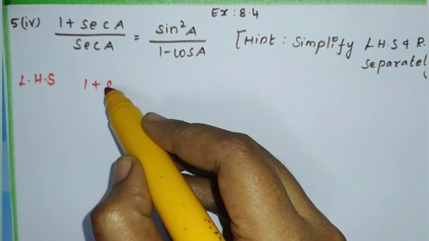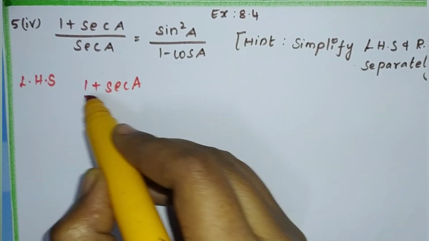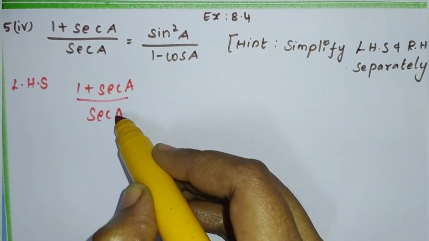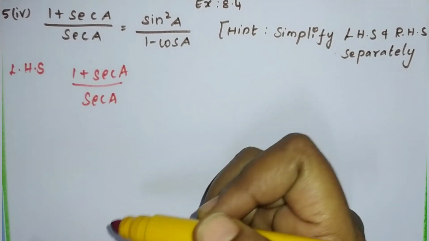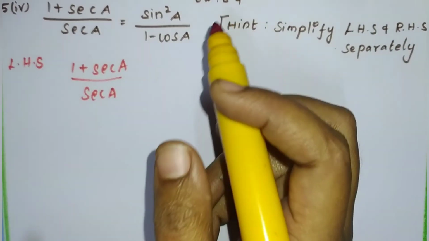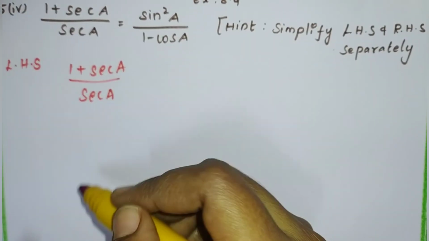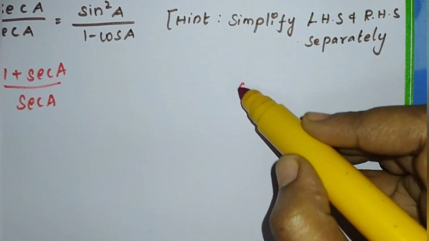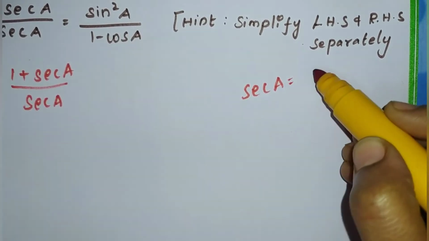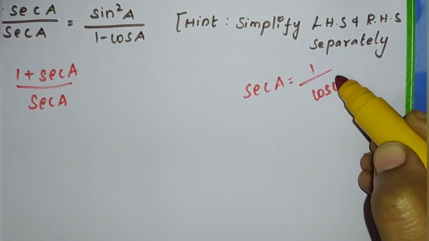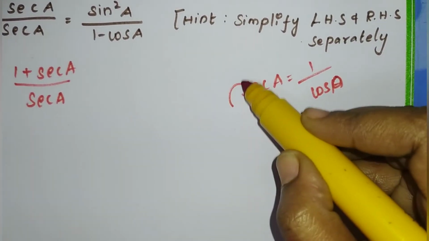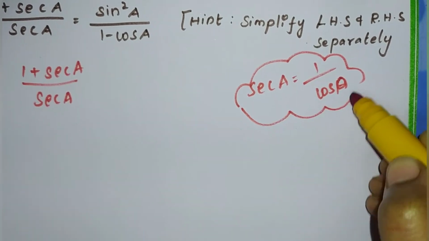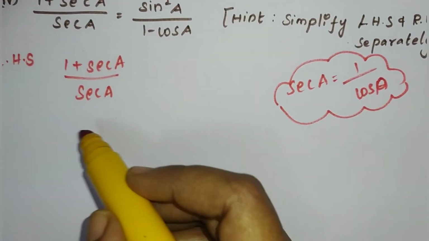1 plus secant A divided by secant A. Actually here we don't have any square at all. Only one thing we can apply, the reciprocal formula. Secant A is equal to 1 by cos A. This alone we can apply. Clear?